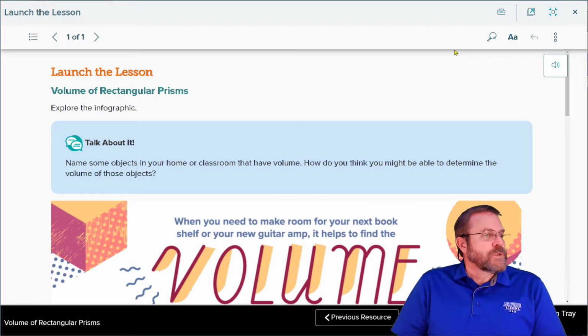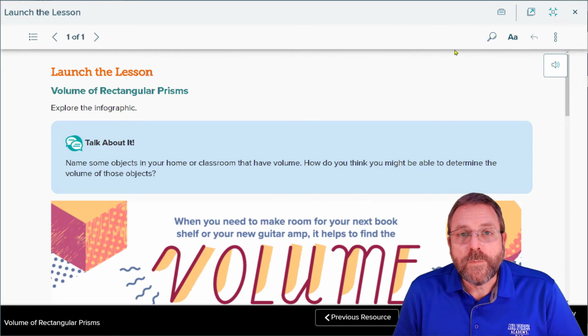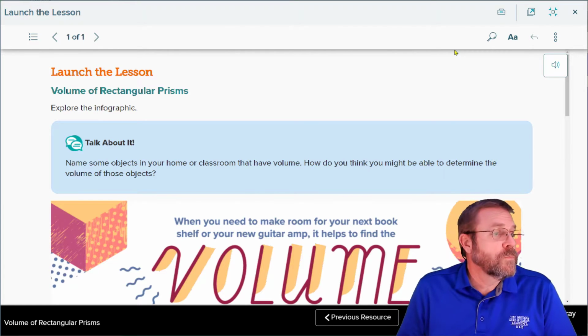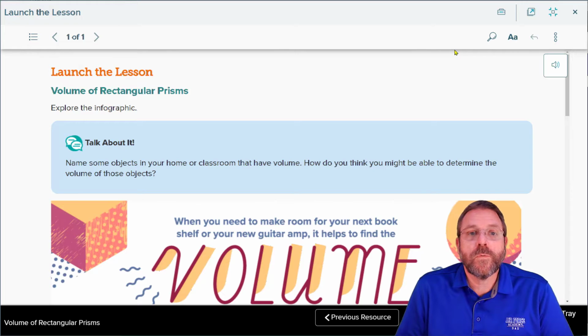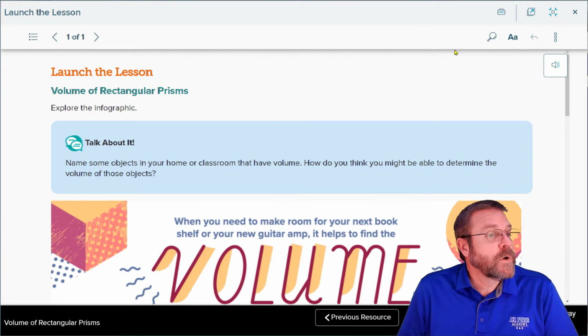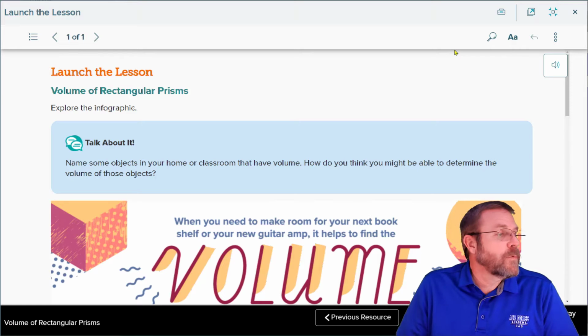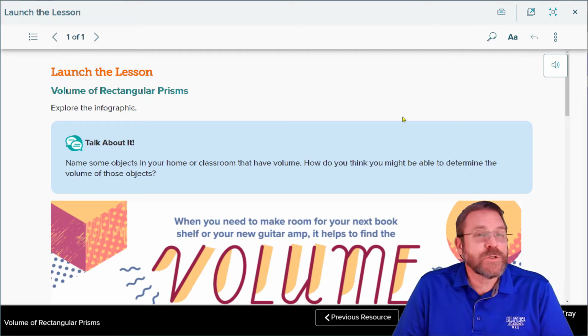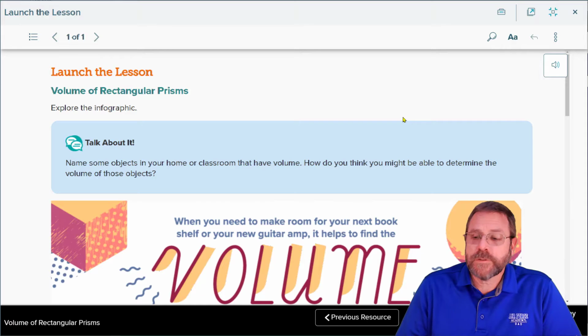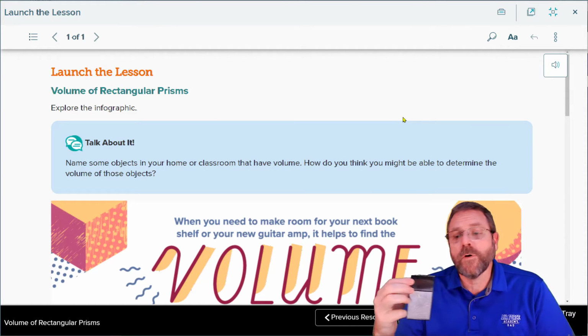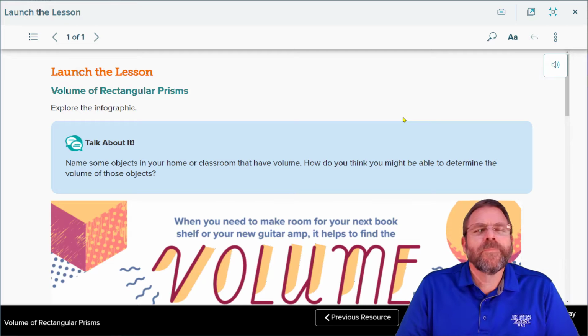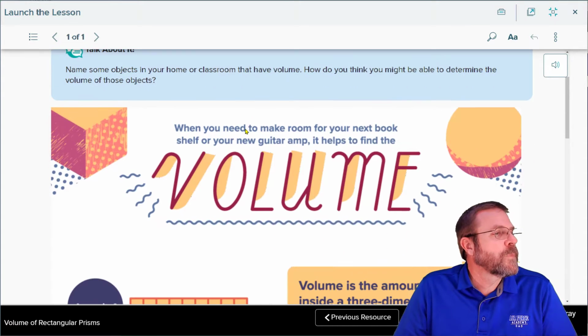Name some objects in your classroom that have volume. Well, for starters, you do. Your pencil does. Your laptop or iPad does, depending on what you're using to learn with. Everything that takes up space has volume. And the question asks, how do you think you might be able to determine the volume of those objects? Well, it depends on the objects. Something like a rectangular prism is very simple to determine the volume of. To determine your volume, that takes a little bit more work.